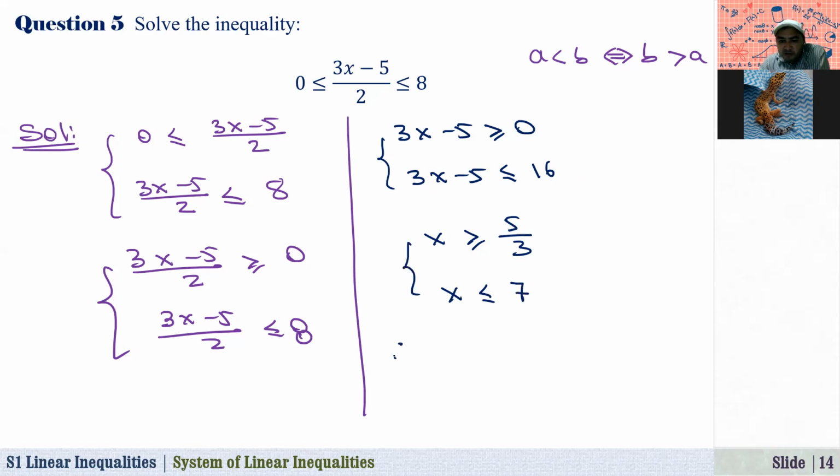So now from here, x is greater than, not minus, just 5 over 3. 5 over 3 is less than or equal to x, which is less than or equal to 7. That means that from this interval, from 5 over 3 to 7, if you pick any number inclusive, it will satisfy this inequality or inequalities.